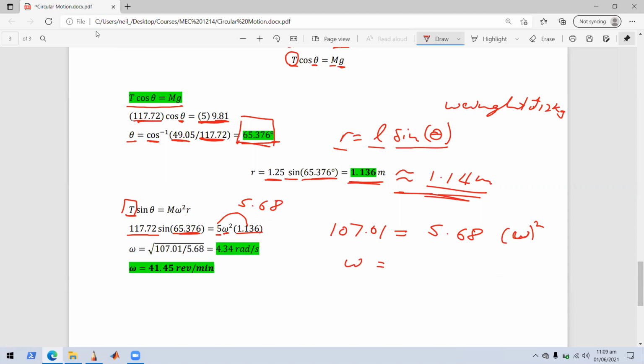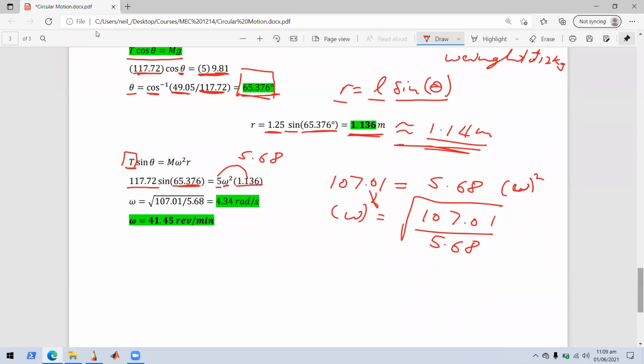Remember, carry over, you divide 107.01 divided by 5.68, right? Omega squared here. Square rooting both sides, we get omega is equal to the square root of 107 divided by 5.68, which is equal to 4.34 rads per second. Right? This is in rads per second.